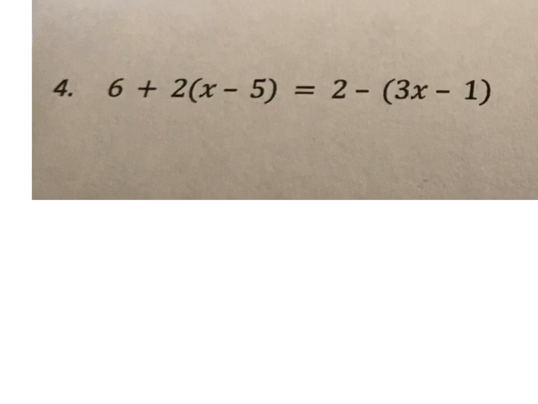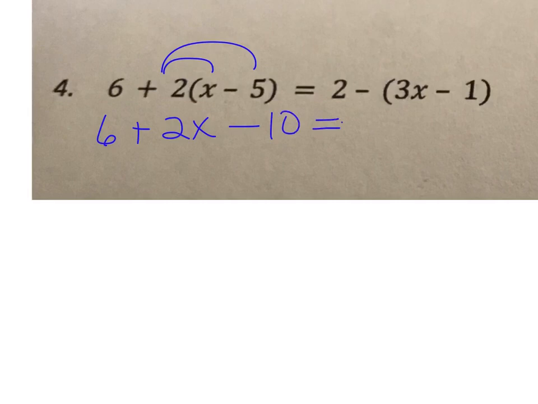So this time on problem number 4, we have two distributive properties, so we want to do those first. I'm not going to touch this 6 because it's not part of the distributive property. So I need to take positive 2 times x minus 5. So positive 2 times x is plus 2x. Positive 2 times negative 5 is negative 10, equals.